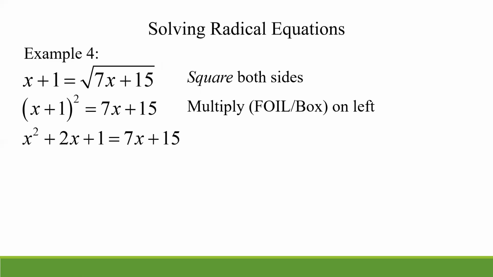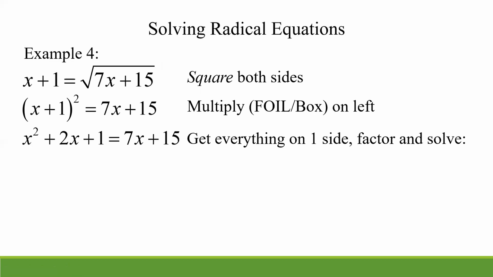But if you remember, I said at the beginning of this video, here we have a higher power of x, right? So this is not just as simple as getting it by itself. Now we have to get everything on one side and factor what's left over. So I'm going to subtract 7x from both sides. I'm going to subtract 15 from both sides. And I'm going to have x squared minus 5x minus 14.